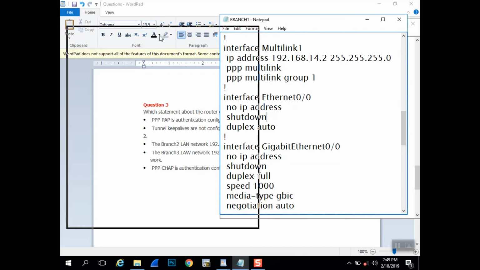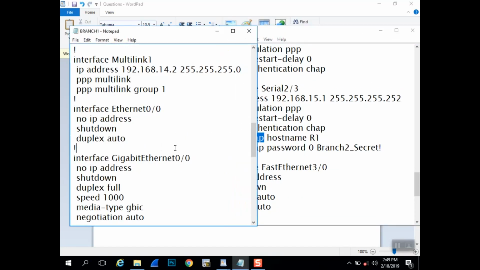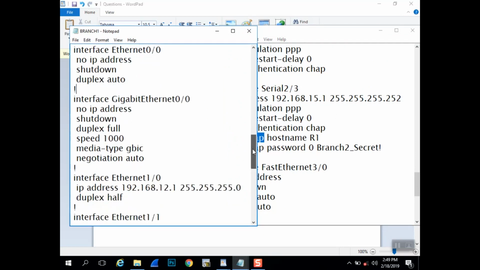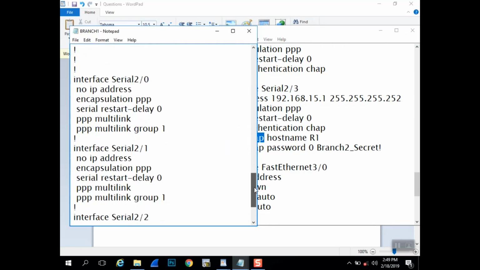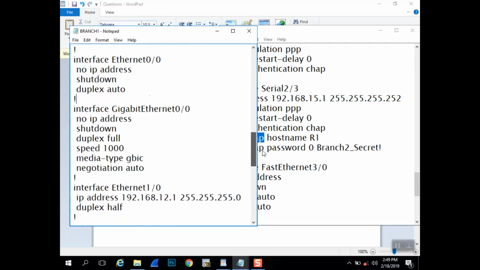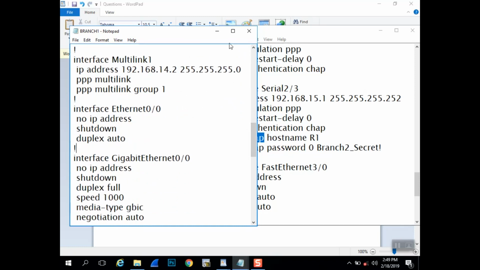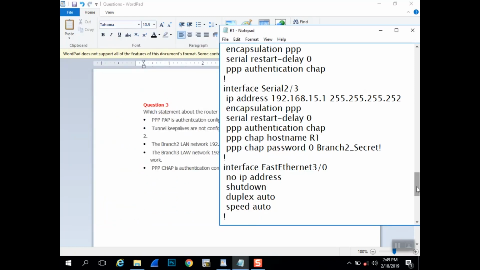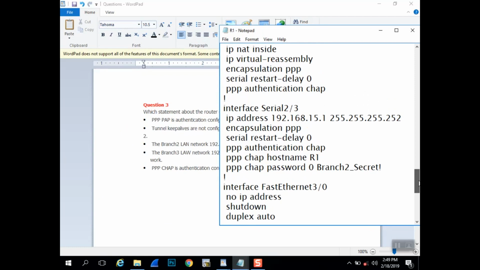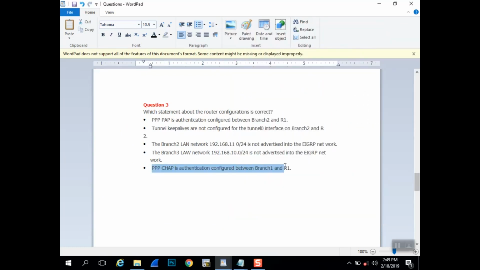So here it is. Let's look for the PPP CHAP authentication. And as you can see here, there is no PPP CHAP authentication on branch 1, and we only see it here in R1. So the fifth one is incorrect. And the right answer for this one would be letter D.